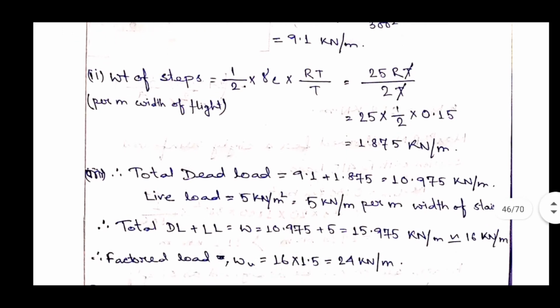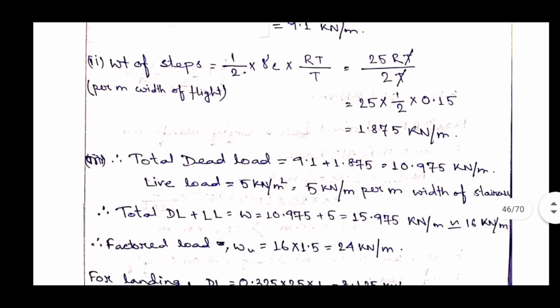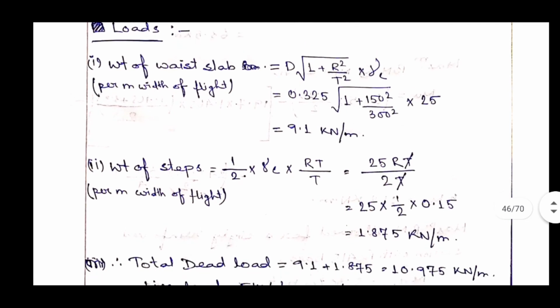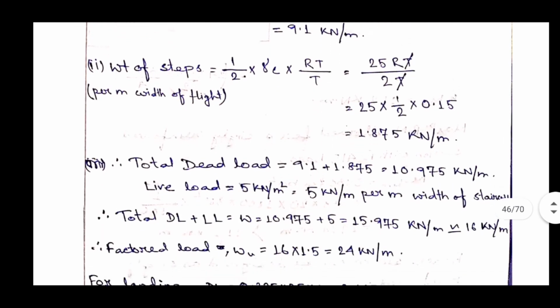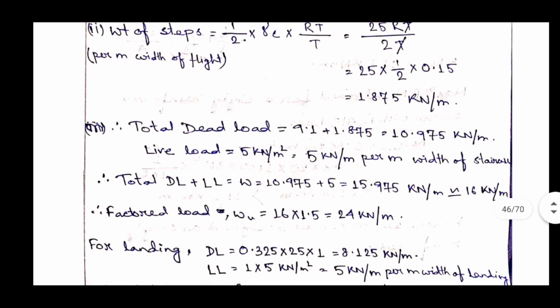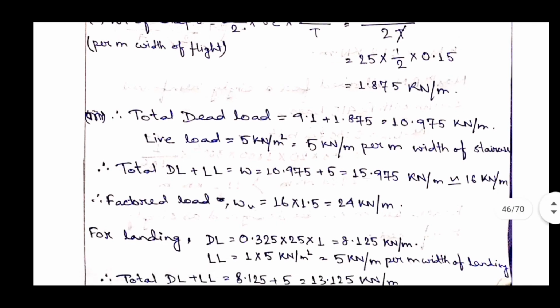So factored load Wu will be 16 into 1.5, that is load factor given in table number 18 of IS 456 2000, that is equal to 24 kilonewton per meter. Now this is for waist slab of steps, and now for landing.